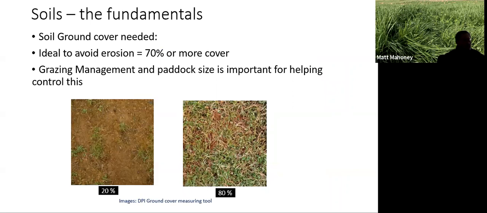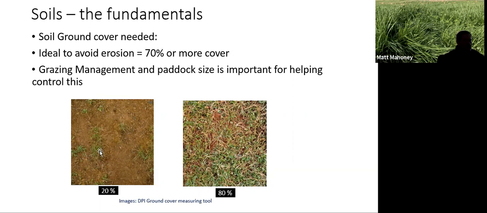So the sort of ground cover that we aim for as a target is a minimum of 70% ground cover. So we can manage that, and the catchment management authorities have put in place measures to help land managers ensure that they don't overgraze or remove any more ground cover, any more than that 30% removal. So you want 70% or more there, because that's been shown to be enough to avoid erosion.